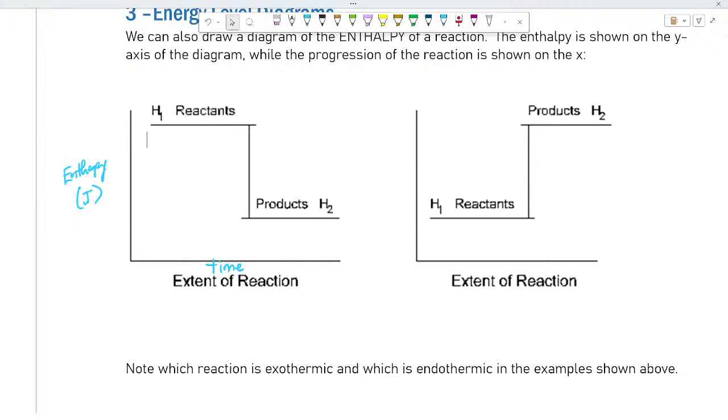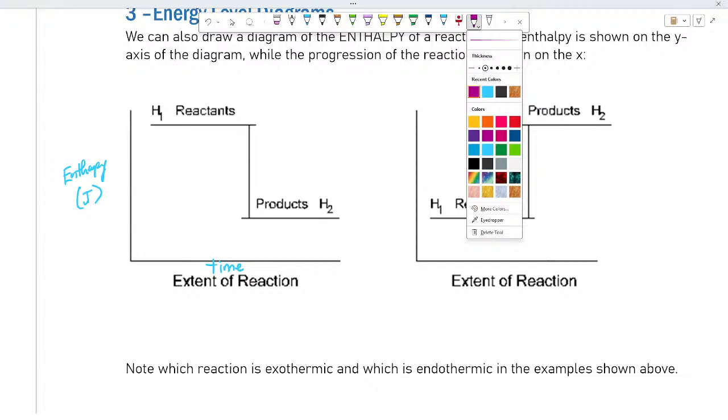Exothermic. It lost energy. And of course, if it lost energy, if I were standing around this reaction, what would I physically feel? You'd feel heat. You'd feel warmth. Very good. So this is an exothermic reaction.